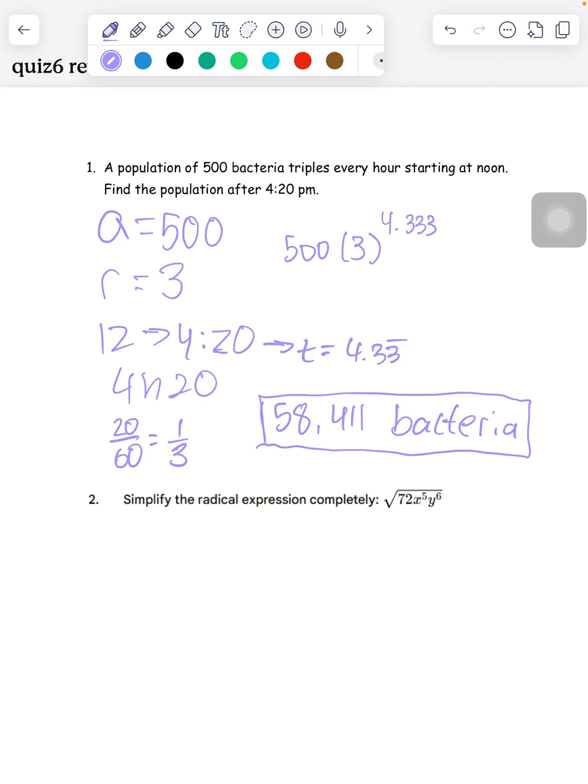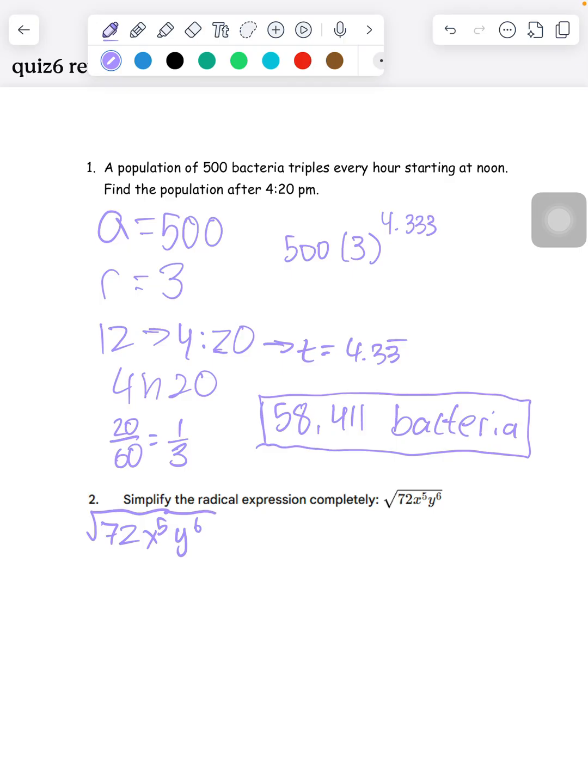So let's break this down. Square root is to the power 1/2. And what are we looking for? With a square root, we're dealing with groups of 2's. With cube roots, we're looking for groups of 3 under the radical. So let's break this down: 72 x to the 5 y to the 6.